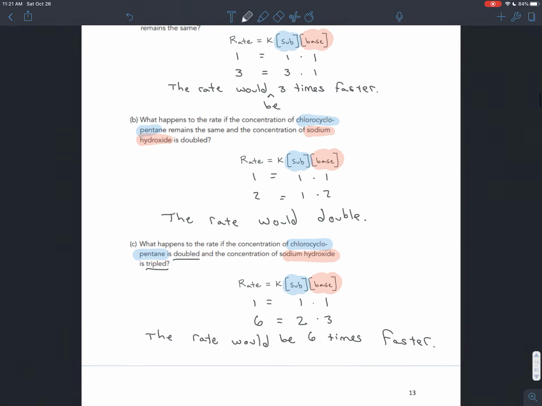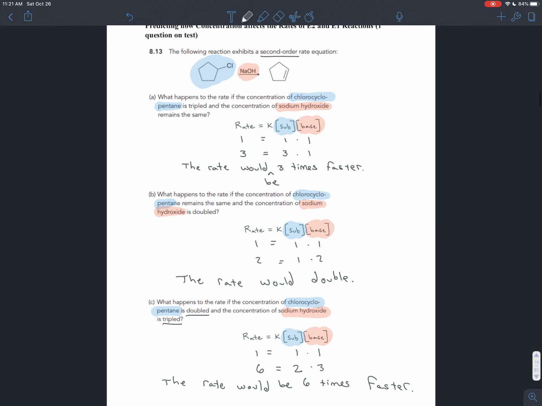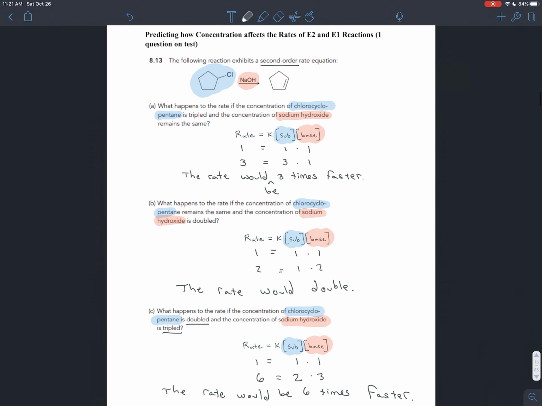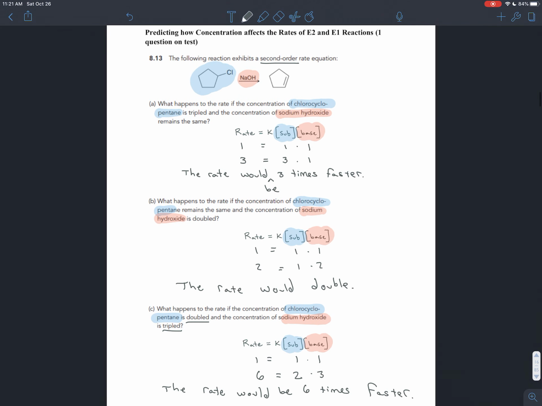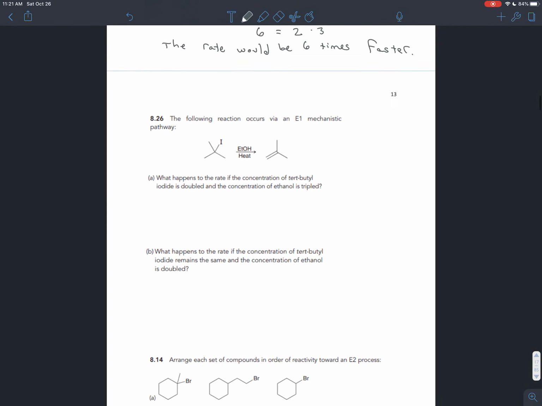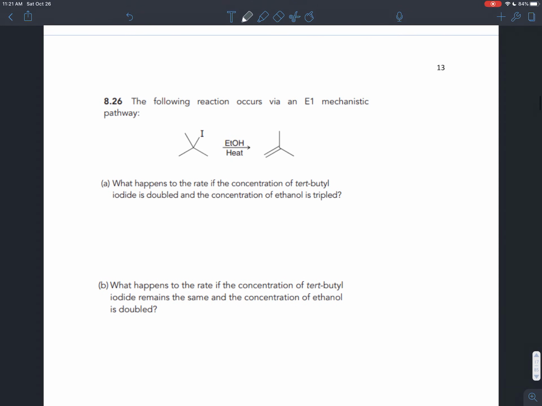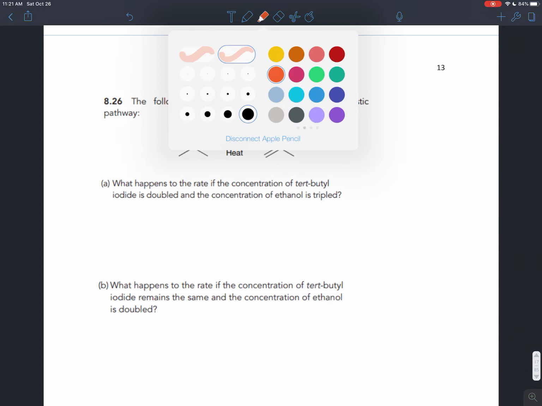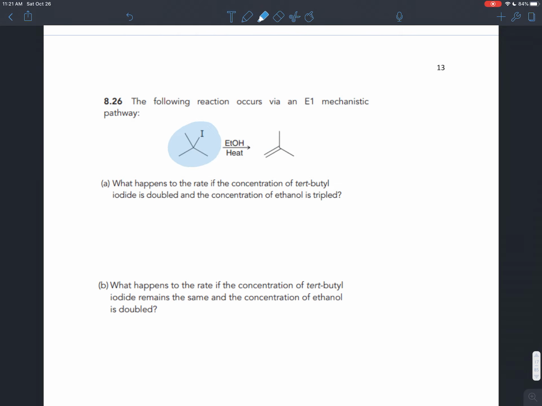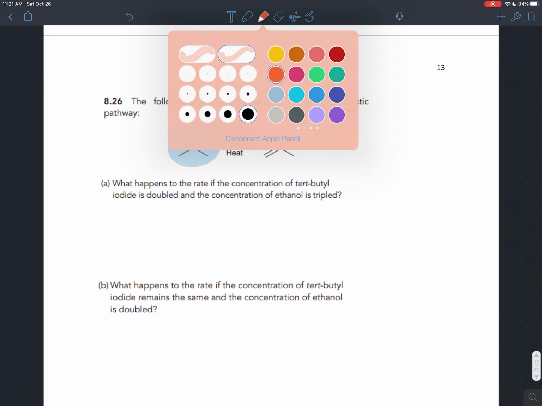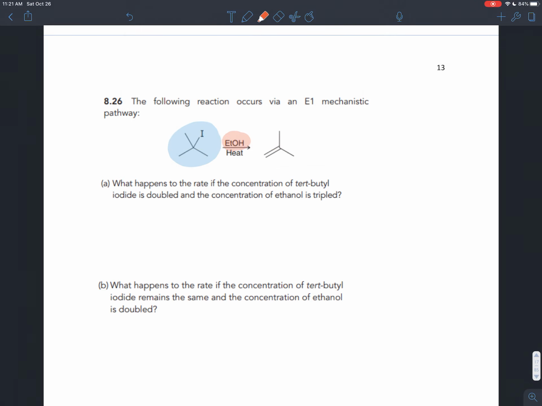Okay, so that's how you can think clearly through how concentration affects the rate for an E2 reaction. Now let's think about an E1 reaction. In 826, they say the following reaction occurs via an E1 mechanism, and they give us our reaction. Notice the thing with the leaving group is the substrate, and the base here is a weak base. It's ethanol, which we talked about in one of the videos on E1 mechanisms, ethanol, drinking alcohol.